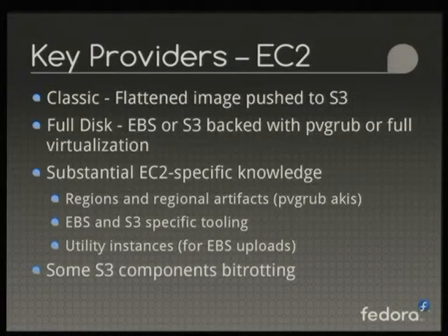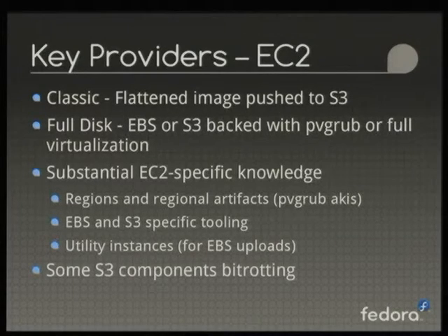So those are the two underlying technologies. Let's go on to talk about some of the actual real cloud and other destinations that we can support with Image Factory. So the very first thing, obviously, the 800-pound gorilla in the room in the cloud space is EC2. And the EC2 provider is still probably the biggest and most complicated one that we have in Image Factory.